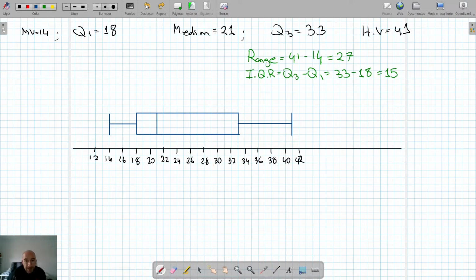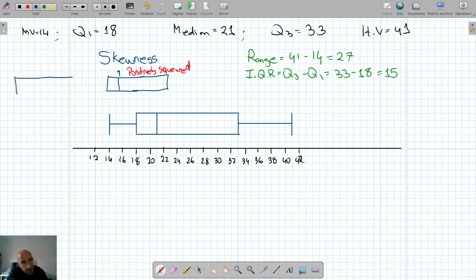The next thing that we can obtain is the skewness, if it's skewed or not. Okay, so a box can be right skewed if the right part of the box is bigger than the left part. Or in other words, if our median is near the first quartile, near the left side, than the right. Okay, so this one would be positively skewed. Okay, in the case where the median is nearer the right side, so the left side is bigger, this is negatively skewed.